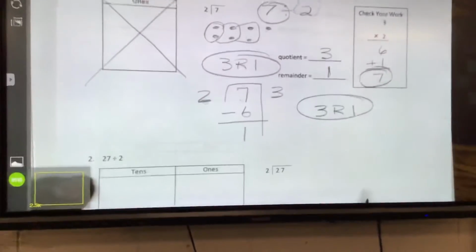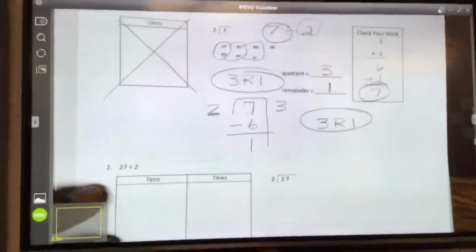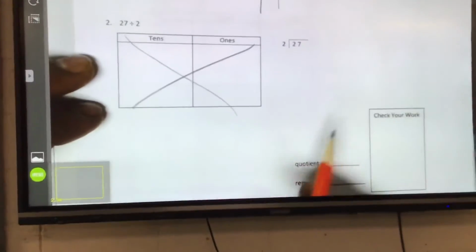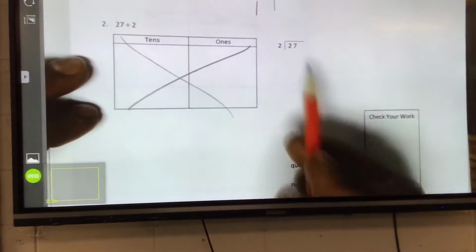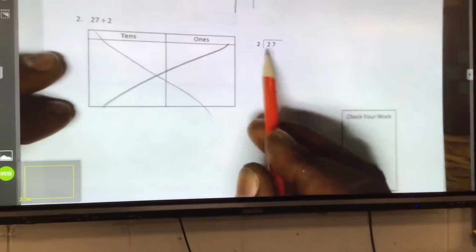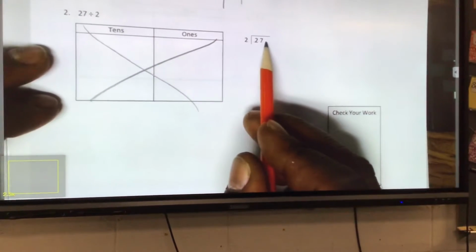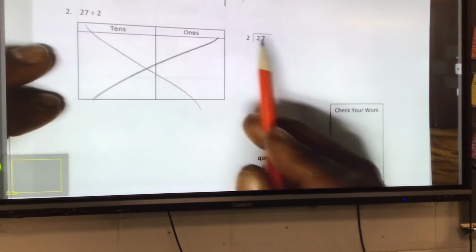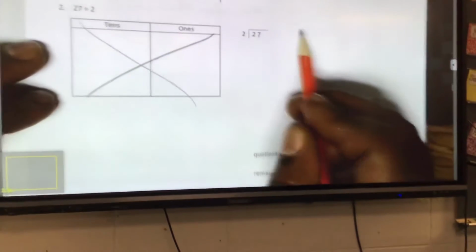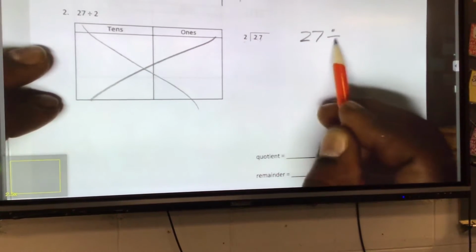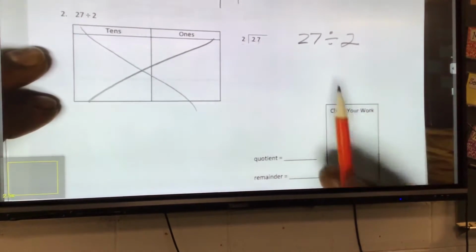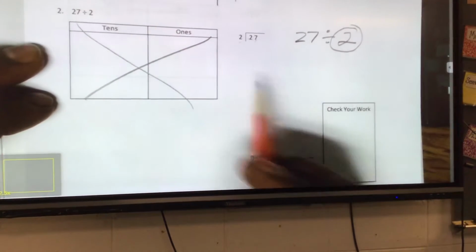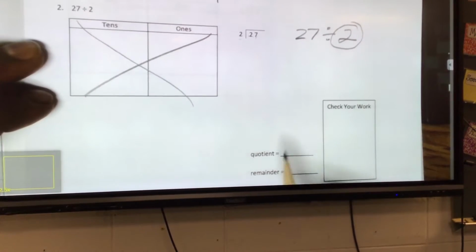Question? Alright, let's look at the next one. I'm not going to use my place value disks. This says 27 divided by 2. So this is actually in the house. You always say what's in the house first and divide by 2. So I'm going to do my array. I rewrite it as 27 divided by 2. That means I'm going to put these in groups of what? 2. So I'm going to count all the way to 27.